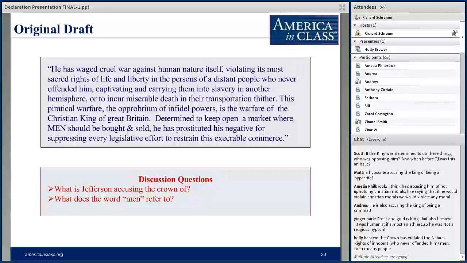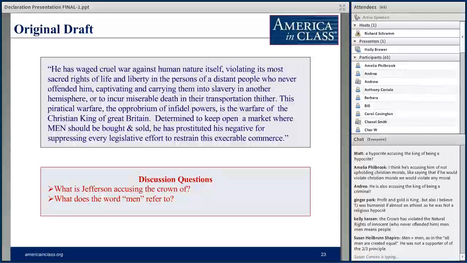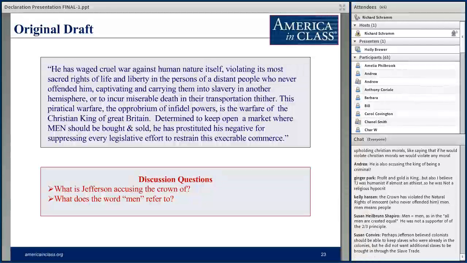And then this participant, Kelly, mentions the referent of the word men, and she thinks it is referring to people in general. So Holly, did we get it right there? What is Jefferson accusing the crown of? Immorality, hypocrisy, prostitution? Fair enough to say? Yeah, and I think men does mean people, but I think it particularly here means African people. To completely understand that, I think you need to follow more of the debate. But of course, the captivating and carrying into slavery is pretty explicit. And Jefferson's also explicit in his discussion elsewhere of this particular clause that it meant Africans.